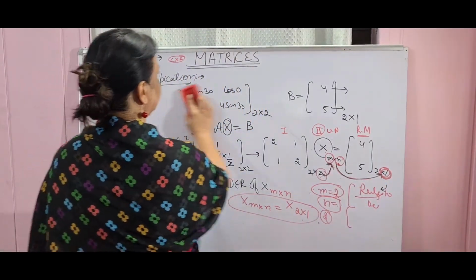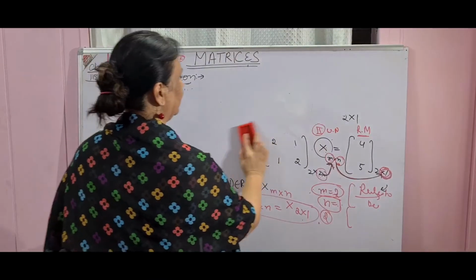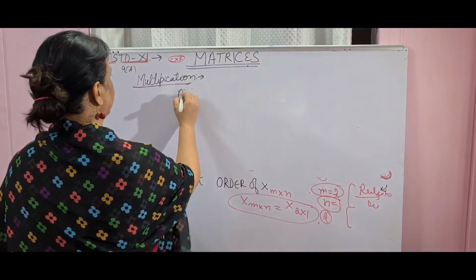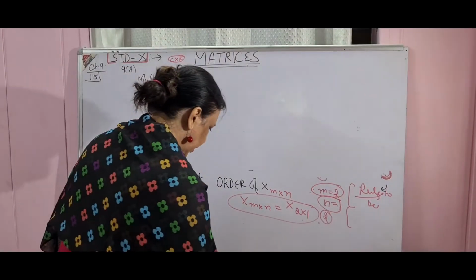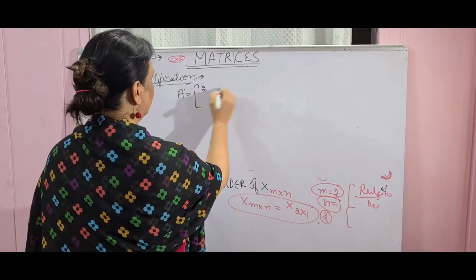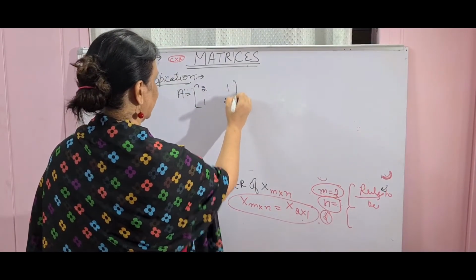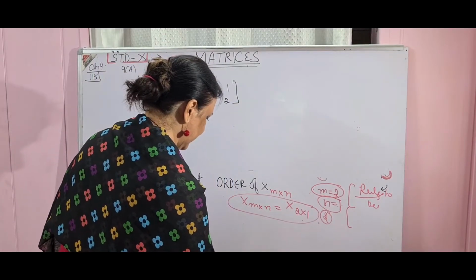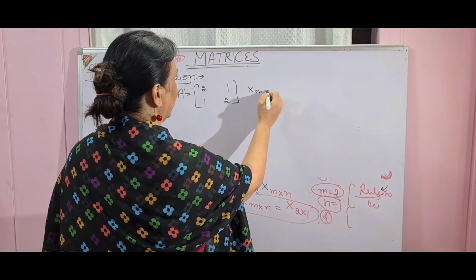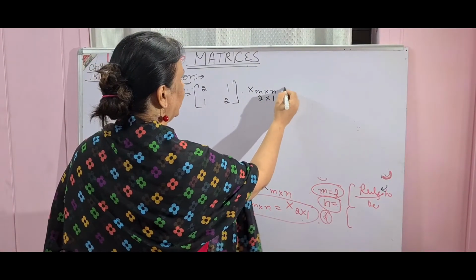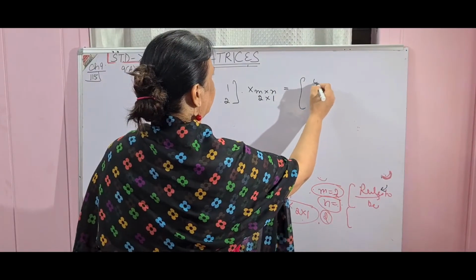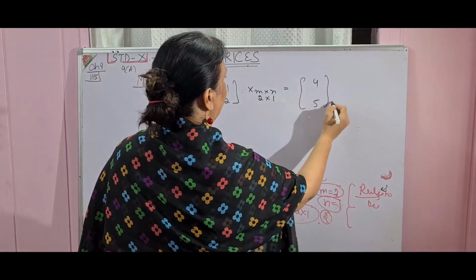Then come to the second part of the question, that I have to find the value of the matrix. A is given to be, I am again writing it. For example, it was 2, 1, 1, 2. I have rubbed it, but it was like this only. And X was m cross n, which I found to be 2 cross 1, is equal to B. B is 4, 5, and the order is 2 cross 1.